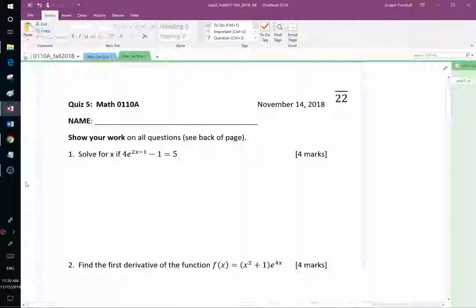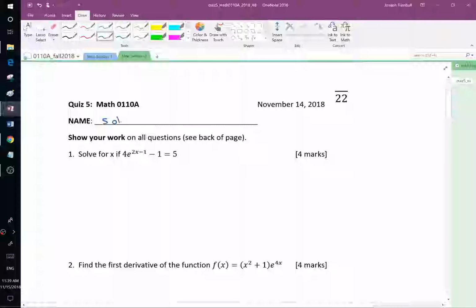Okay, this is the video solutions for the quiz 5 from Math 0110. Okay, first question. We're asked to find a value of x that makes something happen. So this is not a derivative question.